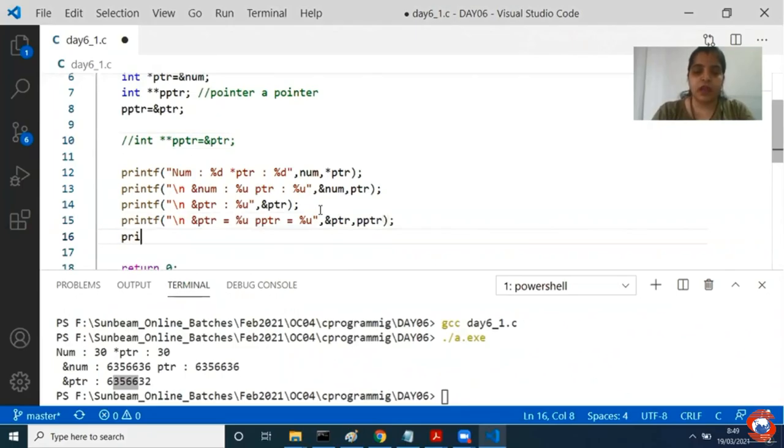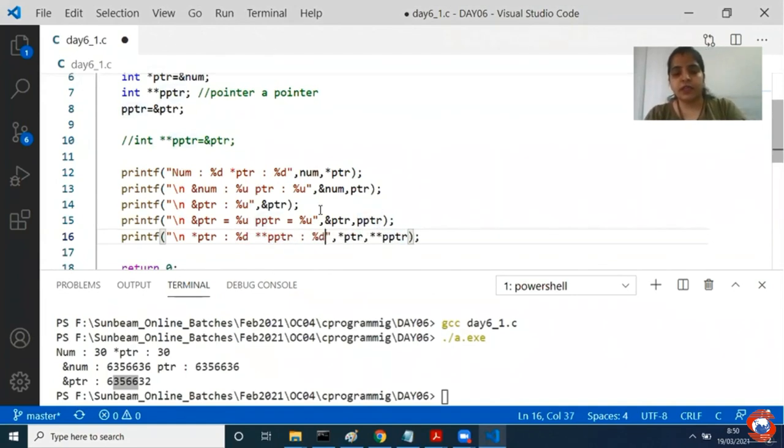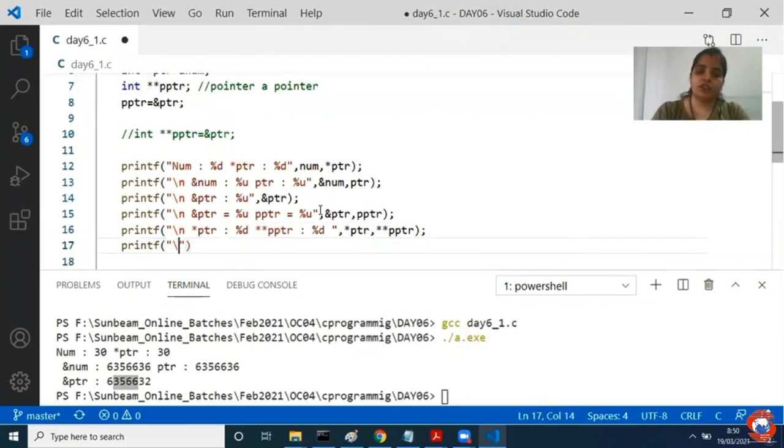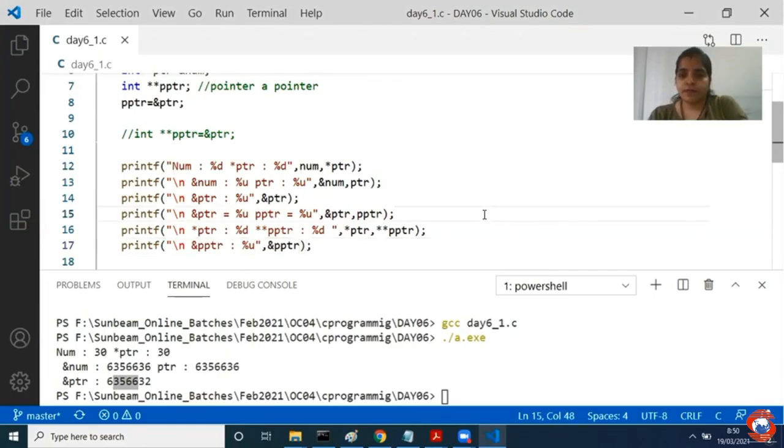Next, if I say I wish to print value at ptr and value at pptr, now I want to display both these values. Can you please tell me which format specifier I'll go for over here? Obviously %d. To fetch a value, obviously %d. If I just wish to print the address of pptr, meaning pptr's own address, which format specifier should I go for? %u. Have you understood now?